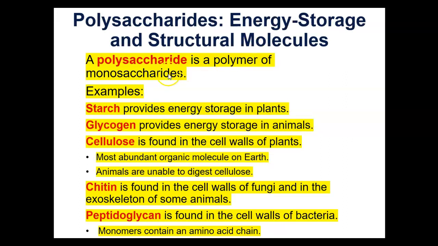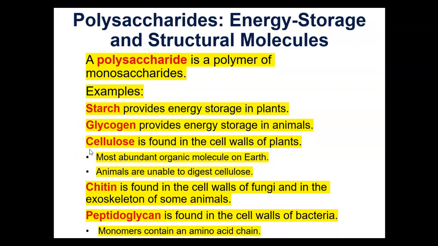And then polysaccharides are going to be chains of monosaccharides. Examples are starch, glycogen, cellulose, chitin, and peptidoglycan. Starch is the storage form of glucose in plants. Glycogen is the storage form of glucose in animals. Particularly our liver cells and our muscle cells will store glucose in long chains called glycogen.